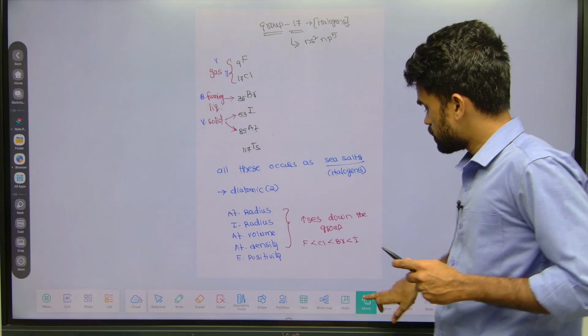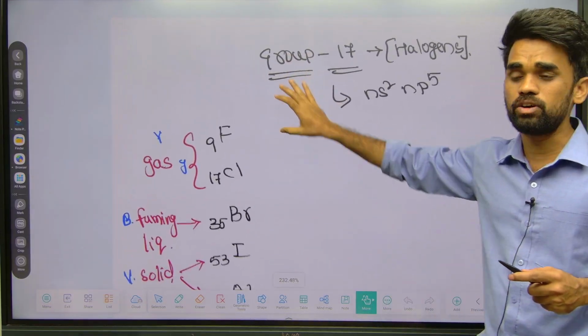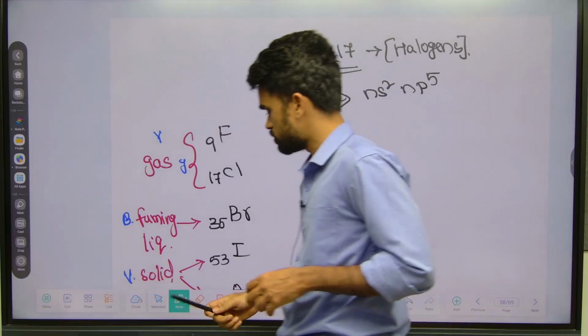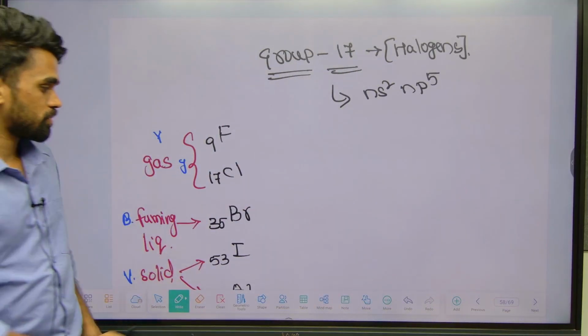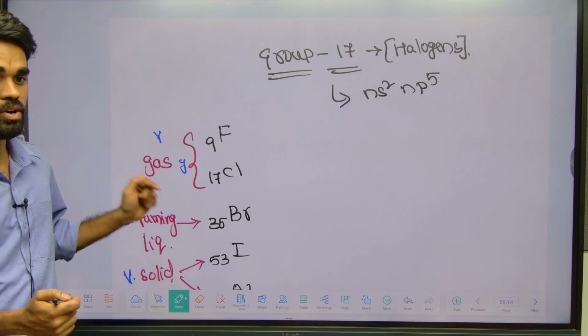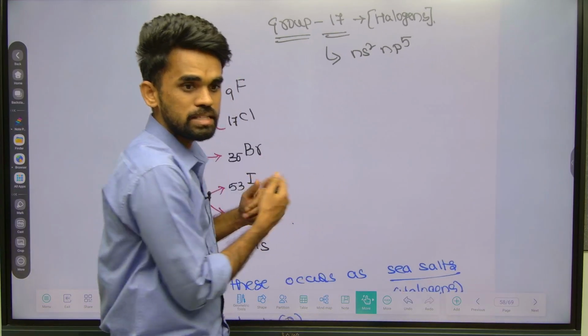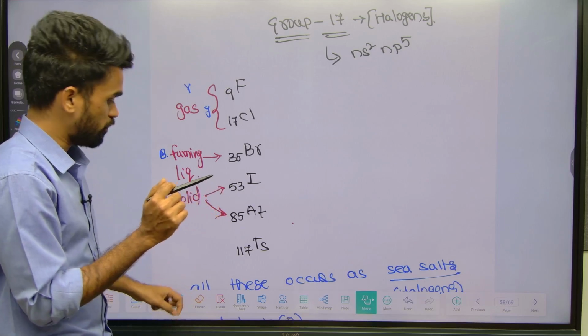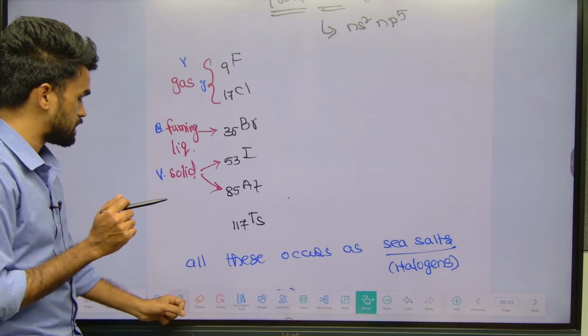Okay. So what are the 17th group elements? Halogens. So what are the halogens we have? Astatine. Okay, fluorine, chlorine, bromine, iodine, astatine. All these are non-metals. But if you observe the physical states, observe the physical state.